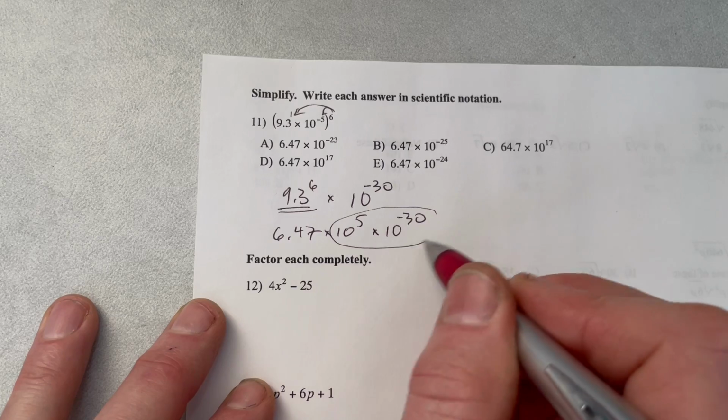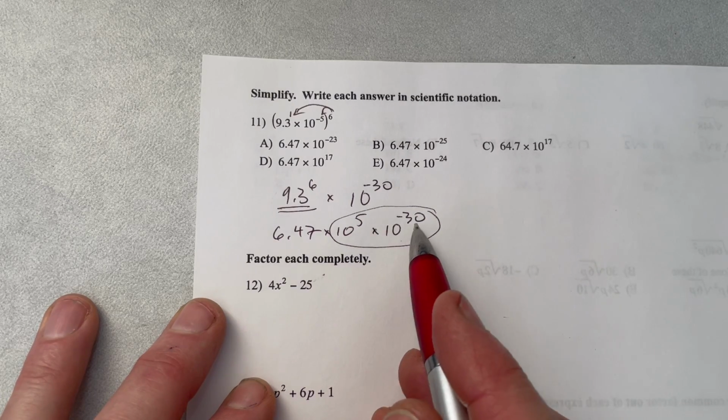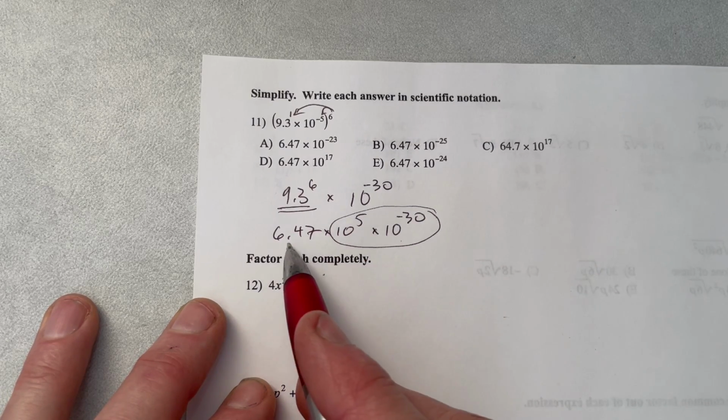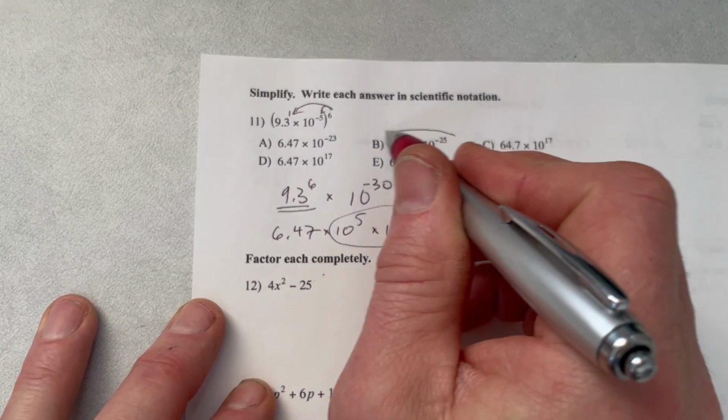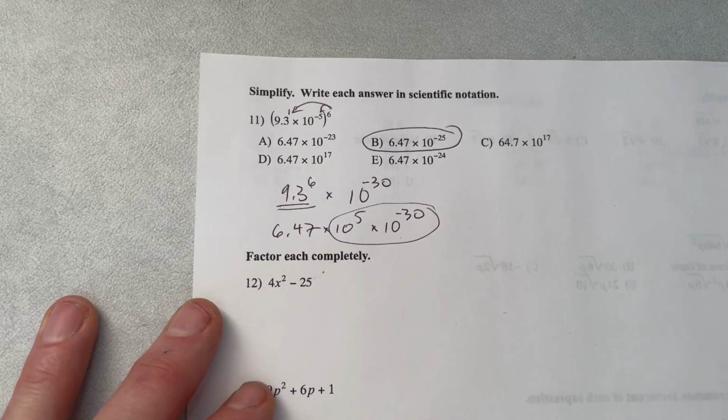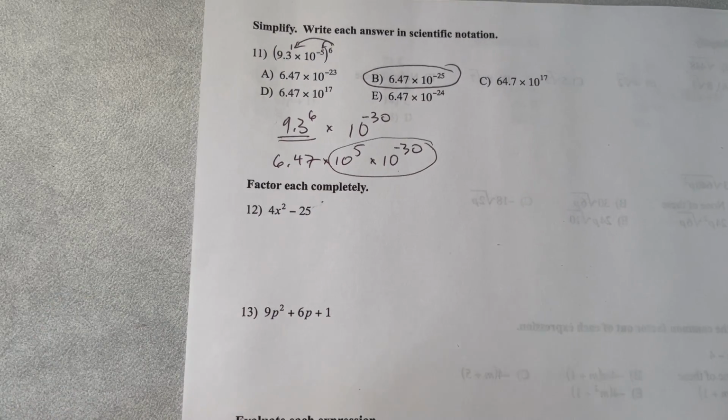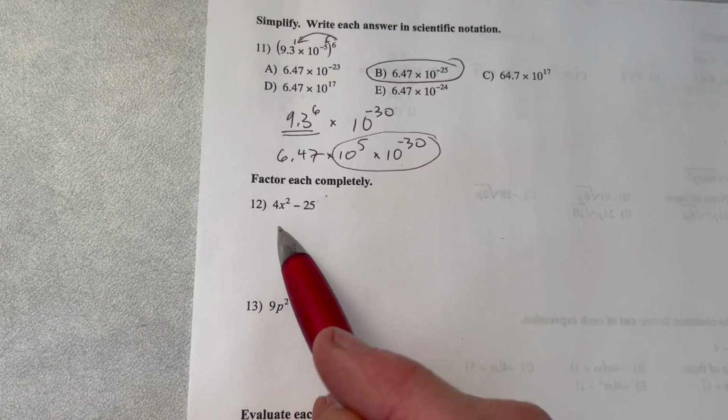So these, when you multiply them and they're the same base, we add those exponents, and there we have it, 6.47 times 10 to the -25th. That's that one right there, okay? Your calculator can help confirm that, but you're going to want to show some steps.